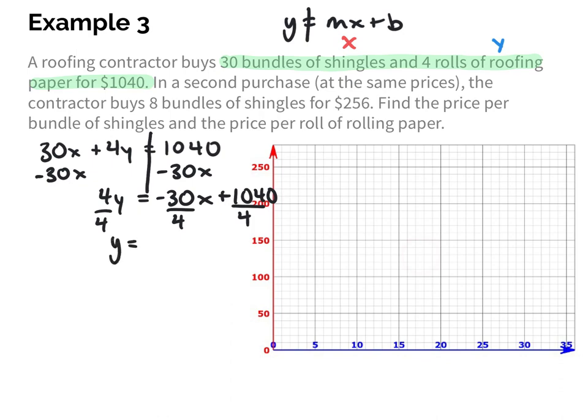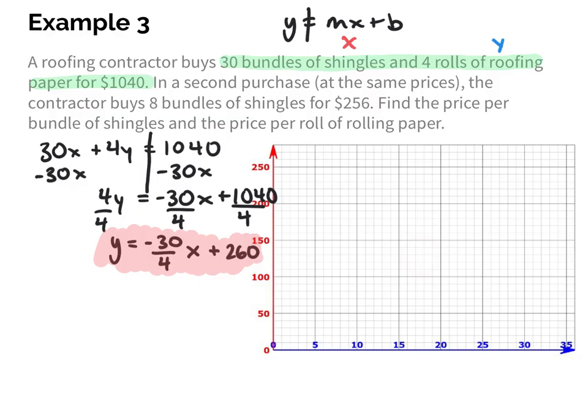So what I would get is y equals, now, negative 30 divided by 4 does not work out evenly. So here's what I'm going to do. Just for the sake of this problem, I'm going to leave it as negative 30 over 4x, and you'll see why. Now, 4 does go into 1,040, and it does so 260 times. So let me highlight this in red. This is going to be our first equation. And again, I'm going to graph this: negative 30 over 4x plus 260.